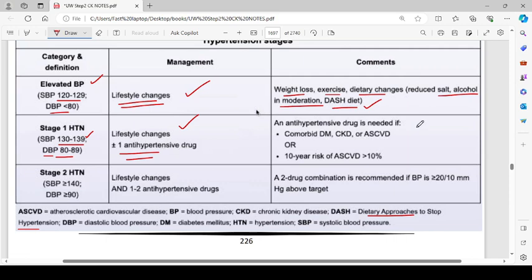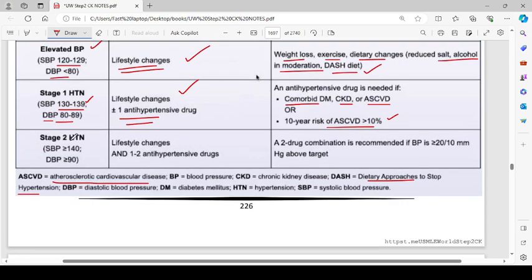An antihypertensive drug is needed if comorbid diabetes mellitus, CKD, or atherosclerotic cardiovascular disease, or 10-year risk of atherosclerotic cardiovascular disease is more than 10%. So in these situations, we can give one antihypertensive drug with the lifestyle changes. If we have stage 2 hypertension, like systolic blood pressure more than 140 and diastolic more than 90, so lifestyle changes with 1 to 2 antihypertensive drugs. A 2-drug combination is recommended if the blood pressure is more than 20 by 10 millimeters mercury above the target.